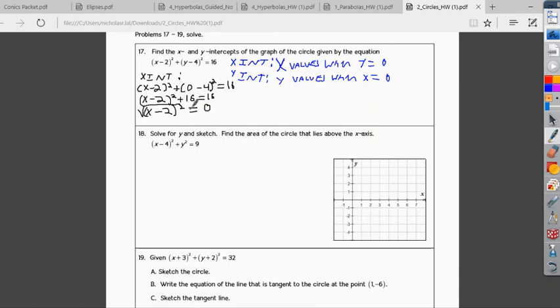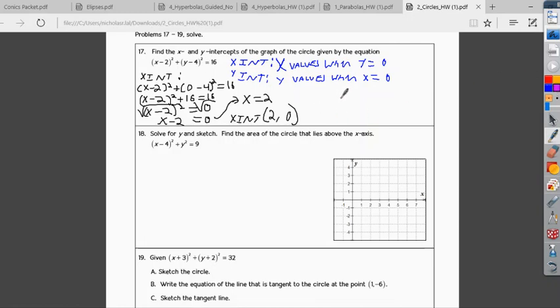Take the square root of each side. The square root of 0 is 0, so 0 is equal to x minus 2. Add 2 to each side, and x is equal to 2. We'll have an x-intercept of 2, 0. Now let's find the y-intercepts where possible.